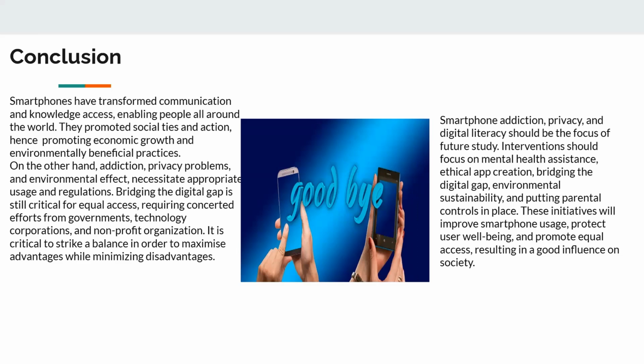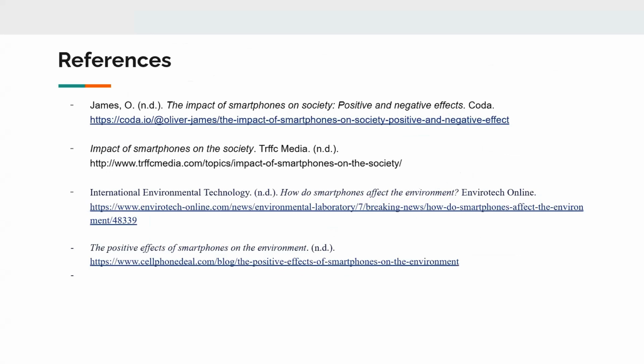Smartphone addiction, privacy, and digital literacy should be the focus of future study. Interventions should focus on mental health assistance, ethical app creation, bridging the digital gap, environmental sustainability, and putting parental controls in place. These initiatives will improve smartphone use, protect user well-being, and promote equal access, resulting in a good influence on society. At the very end, we have references from which we took our ideas.